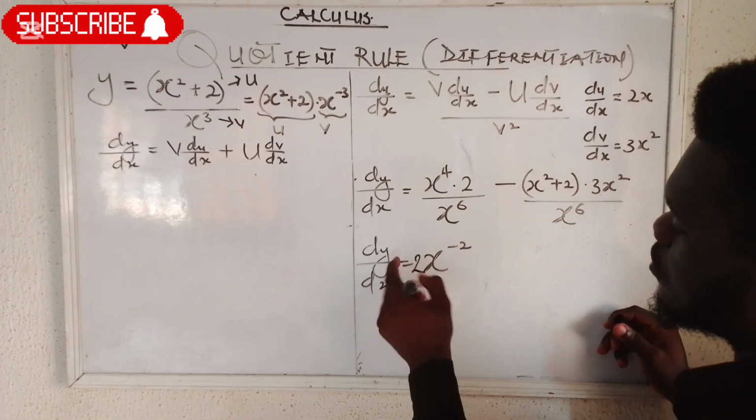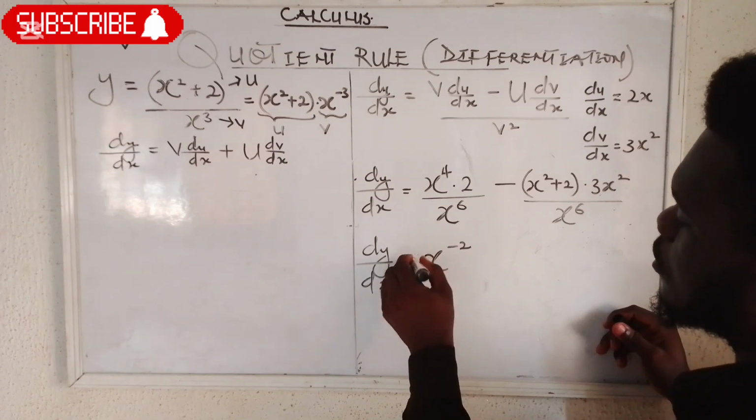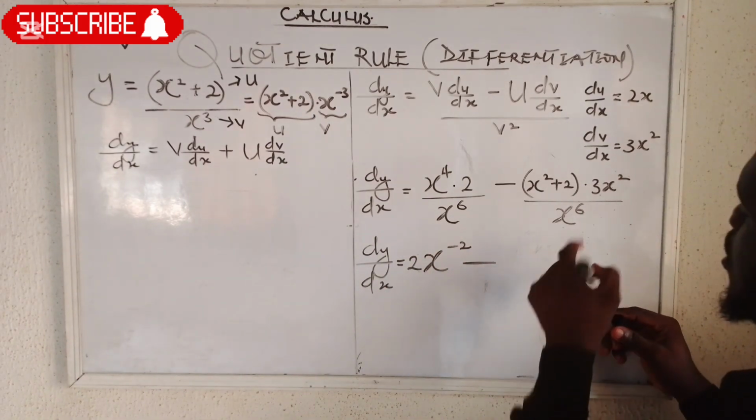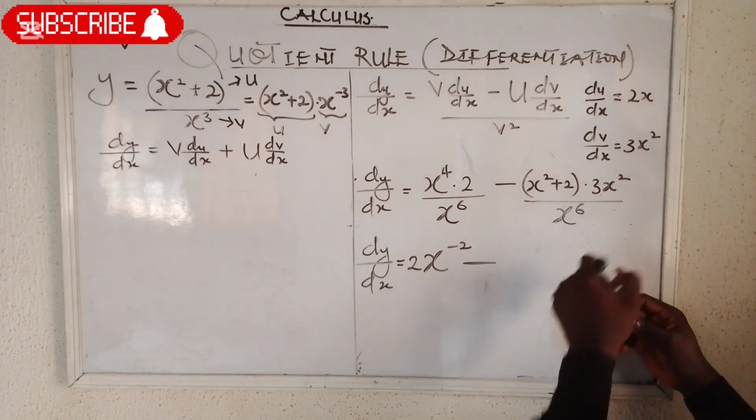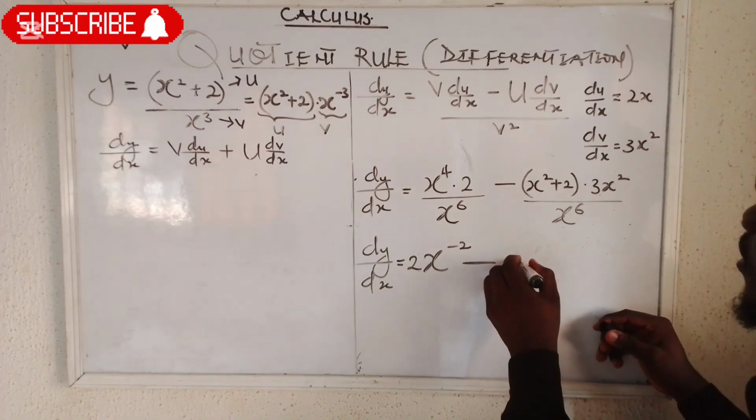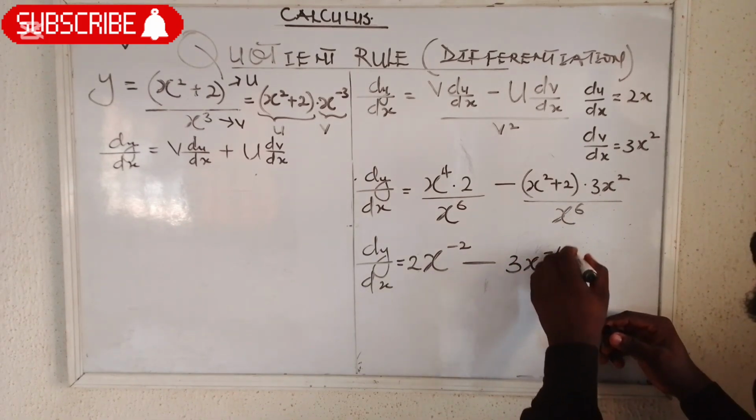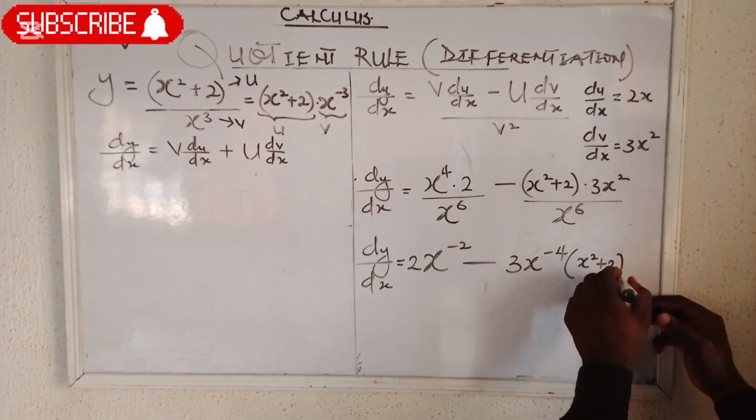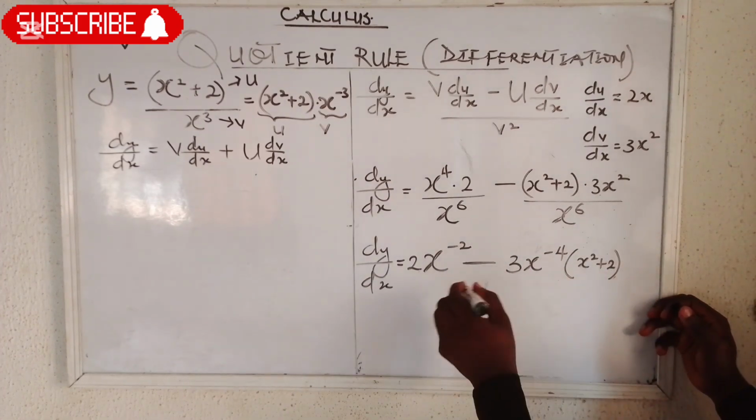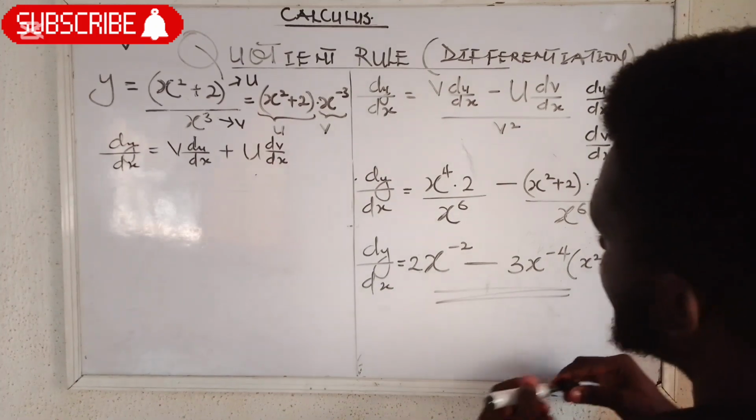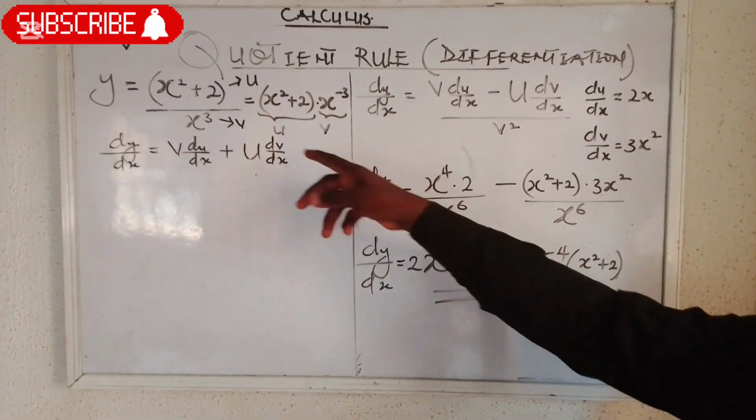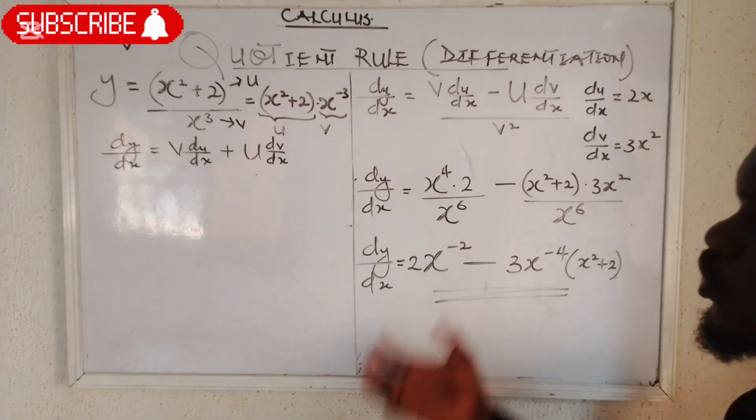Then you have your 2. So we have 2x to the power of minus 2. Then minus, what happens here? It also affects the same thing. So we have 3x minus 4, x squared plus 2. And that is your final solution to the question. This is your final solution to the question using the what? Using the quotient rule. So the quotient rule applies.